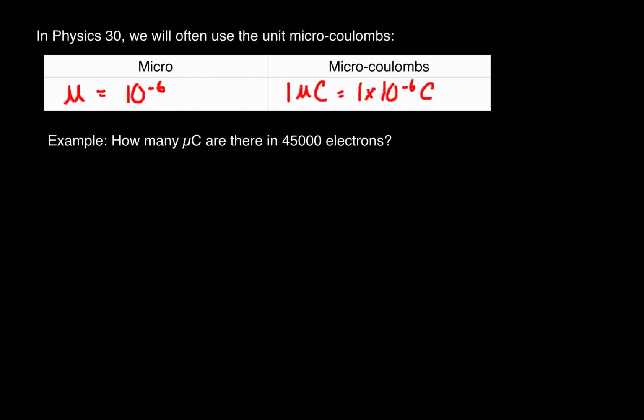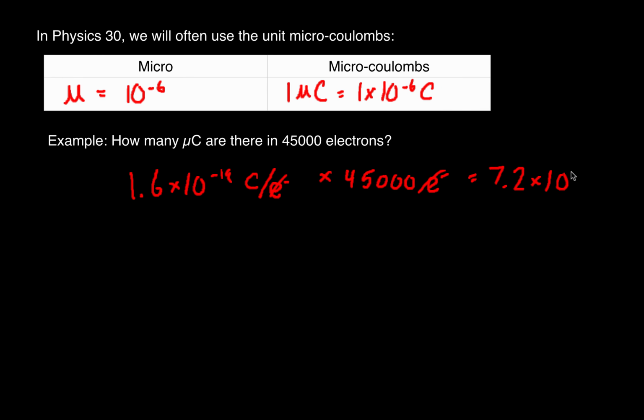Another example. How many microcoulombs are there in 45,000 electrons? First, we need to find out how many coulombs this is. So, there's 1.6 times 10 to the minus 19 coulombs per electron multiplied by 45,000 electrons, which gives us 7.2 times 10 to the minus 17 coulombs. Since electrons are negative, this is a negative charge.